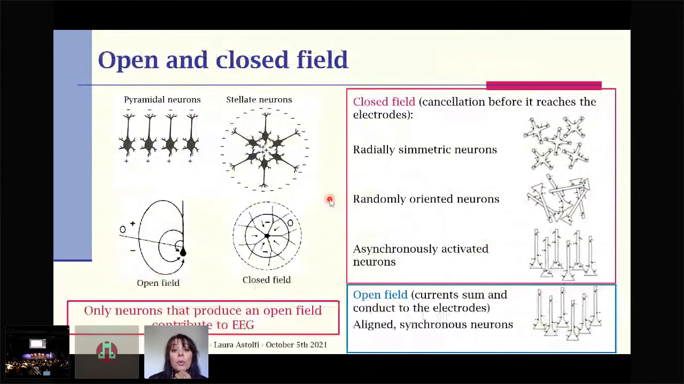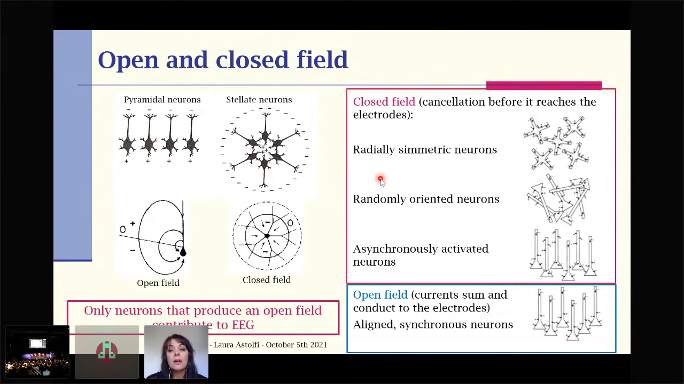As I said, it's important how these neurons are located in the tissues. As I said, the main contributors to the EEG, to the scalp EEG, are the pyramidal neurons, which are longitudinally shaped and are also disposed in parallel in the cortex. However, generally speaking, this is not the only kind of source that can produce EEG.